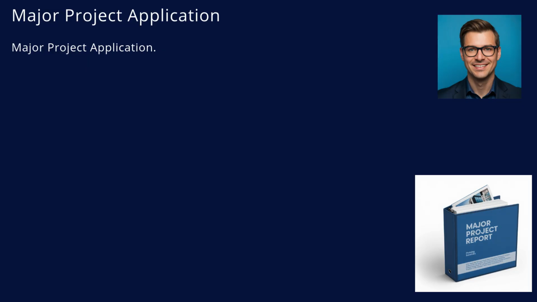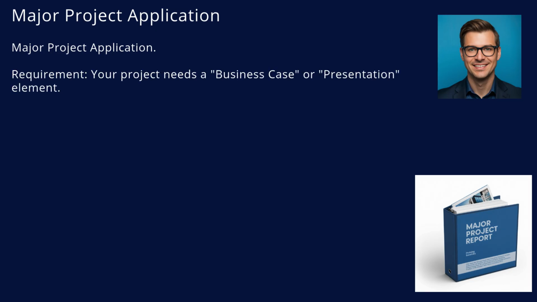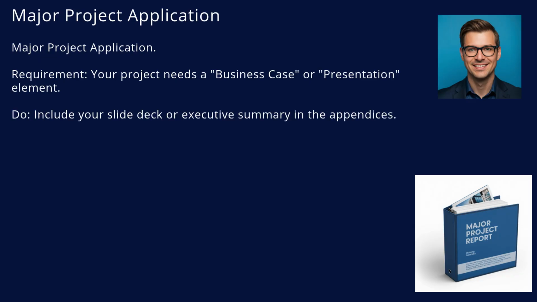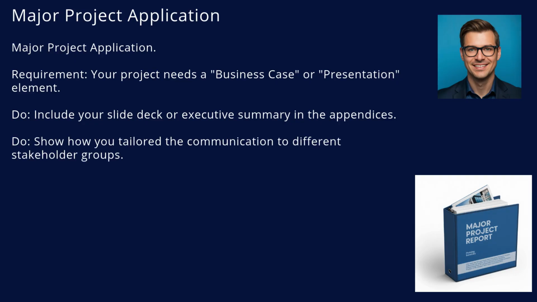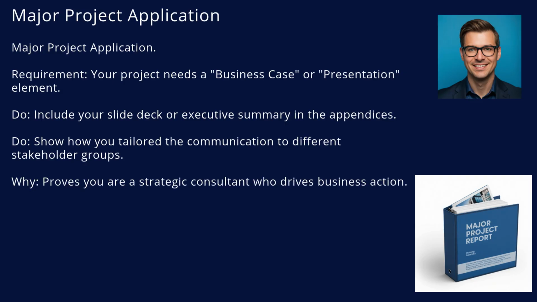The EPA explicitly requires you to present your findings. You must include a business case or a formal presentation element within your project submission. Do not just hand in 10,000 words of technical text. Include your presentation slide deck or a one-page executive summary in the appendices as hard evidence of your communication skills. You should also explicitly state in your report how you tailored your communication. Explain that you wrote the technical appendix for the IT lead, but designed the slides for the business sponsor. This proves you are a strategic consultant capable of driving action across the whole business.